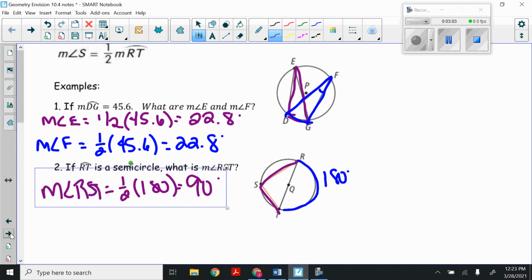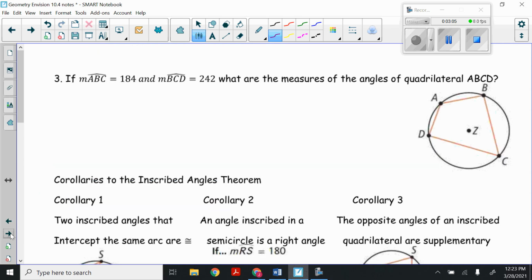Okay, so next page. The measure of arc ABC is 184. So arc ABC, this arc right here, is 184 degrees. The measure of arc BCD, so from here to here, is 242 degrees. What are the measures of the angles of the quadrilateral? We'll start with angle A.